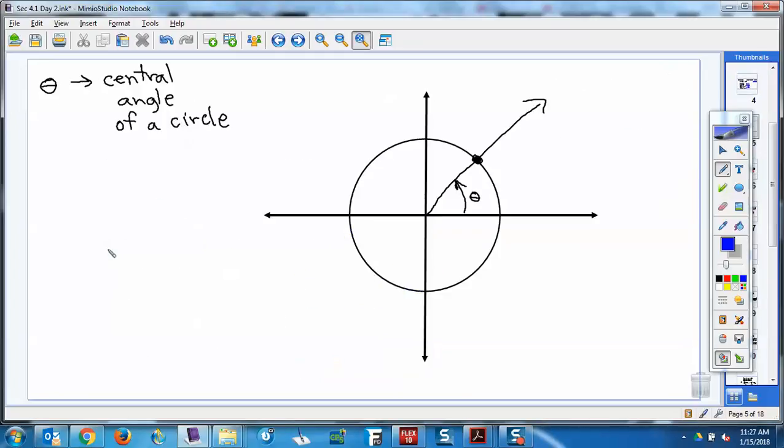All right, so here's the big thing today. So now we spent all this time talking about degrees. Now we're going to get into another way of showing an angle in a circular fashion, in a rotating fashion. And it's called radian measure.